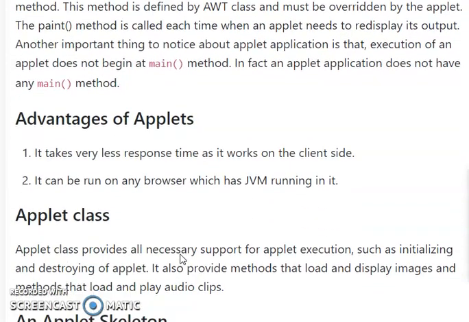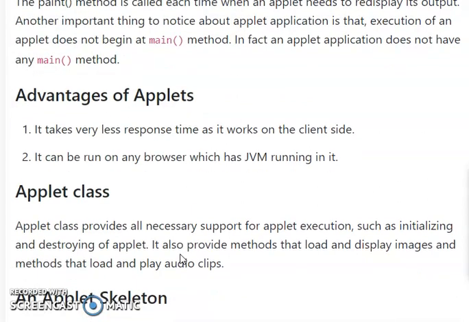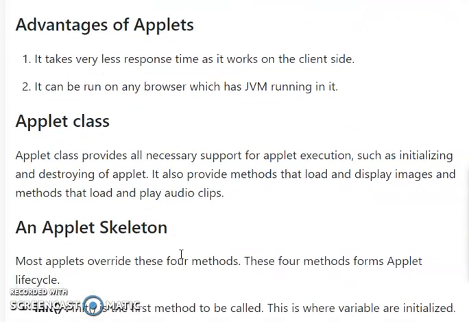Advantages of applet. The advantages of applet are it has very less response time as it works on the client side. It can be run on any browser which has JVM running in it. And then the Applet class. An Applet class provides all necessary support for applet execution, such as initializing and destroying of applet. It also provides methods that load and display images and methods that load and play audio clips. For example, by using this applet, you can load and display an image, you can play an audio clip and videos and all these things.